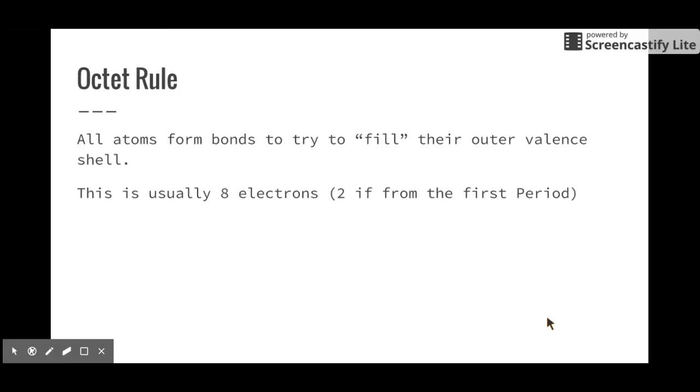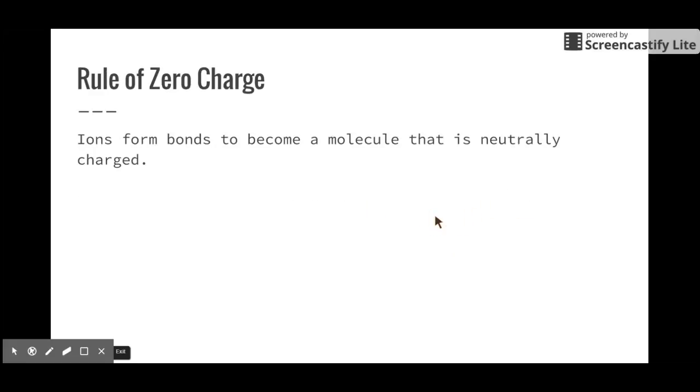The Octet Rule is this. All atoms form bonds to try to fill their outer valence shell. This is usually 8 electrons, or 2 if you're from the first period. So what I mean by that is if you draw the Bohr model of an atom, their valence shell is the outside shell. Now some atoms have 1, 2, or 5 valence electrons, but all of them want to try to get to 8, and they can go up or down to do that. There are 2 that only want 2 on the periodic table, and that's hydrogen and helium from the first period.